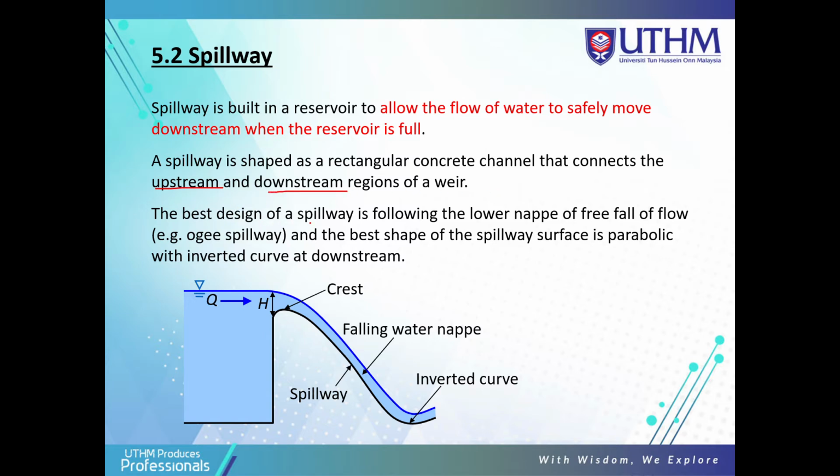The best design of a spillway follows the lower nap of free-falling flow, especially the OG spillway. The base shape of the spillway surface is parabolic, with an inverted curve at the downstream. This is the shape of the spillway surface.